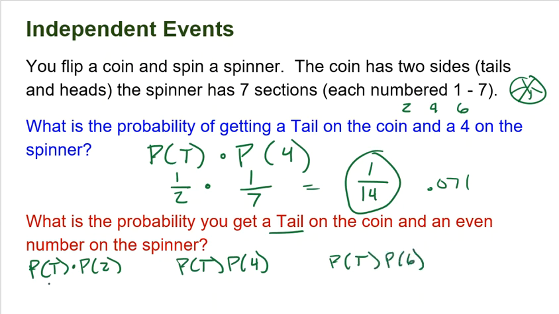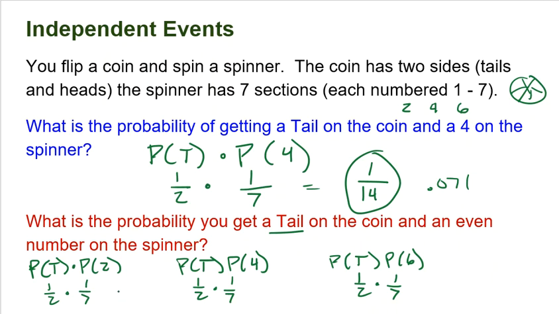So the probability of getting a tail is 1/2. The probability of getting a 2 is 1/7. Okay, that was easy. The probability of getting a tail is 1/2. The probability of getting a 4 is 1/7. The probability of getting a tail is 1/2. The probability of getting a 6 is 1/7. So the probabilities are all equal, right? The probabilities are all 1 out of 14.